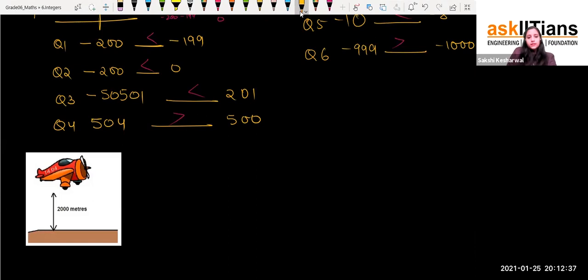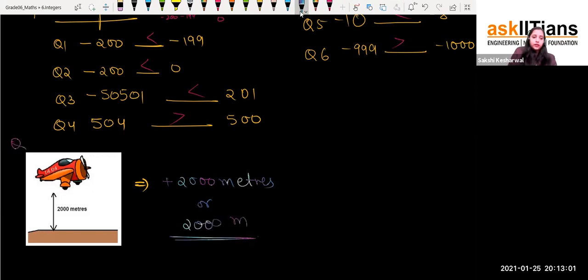Okay, so it says that this is in the air, right? If anything is in the air, it means what? It should be plus, obviously, you are on the plus side, right? So this will be what, beta? Plus 200 meters. That's it. Yes, meters, you write it like this. That's your question, right? I'll give you one more question in the same way.